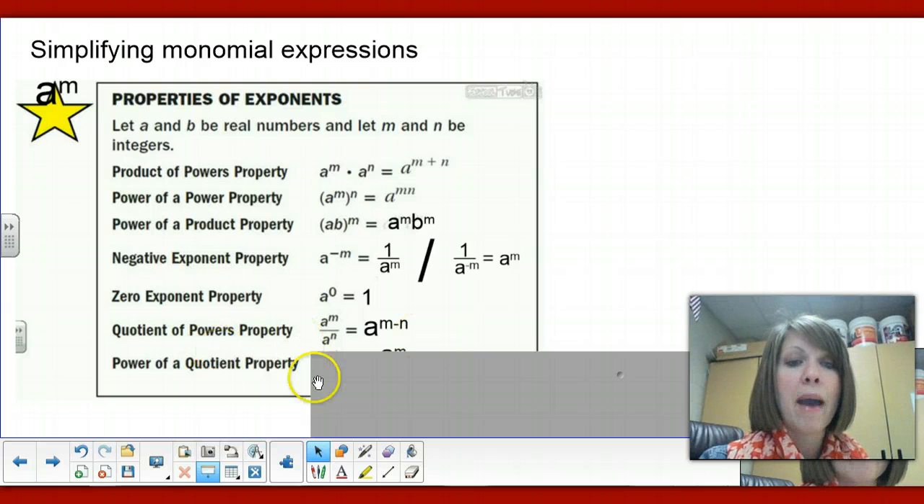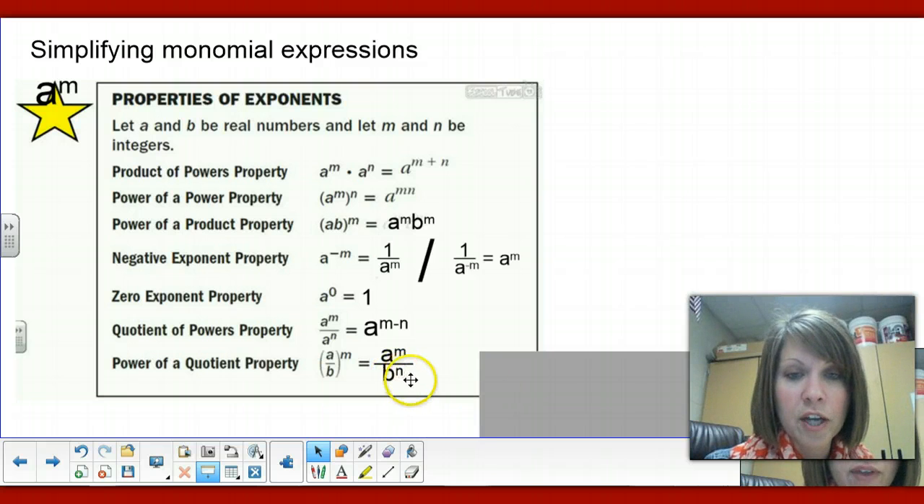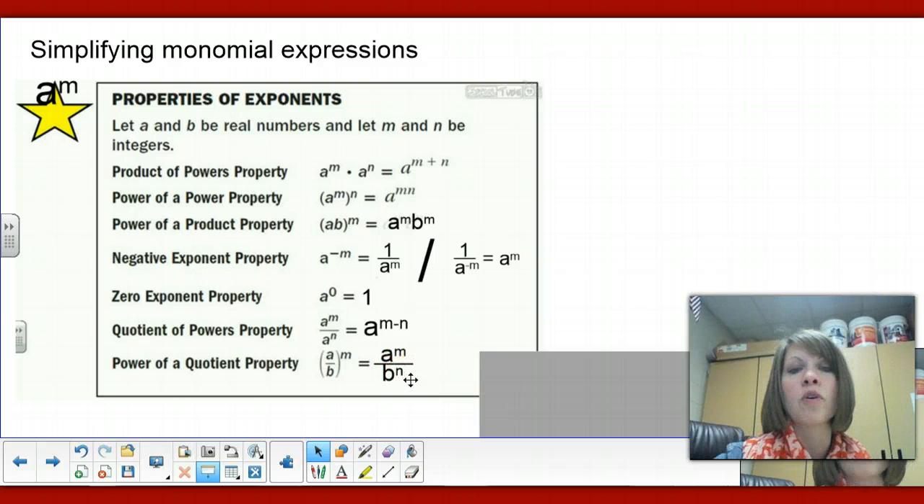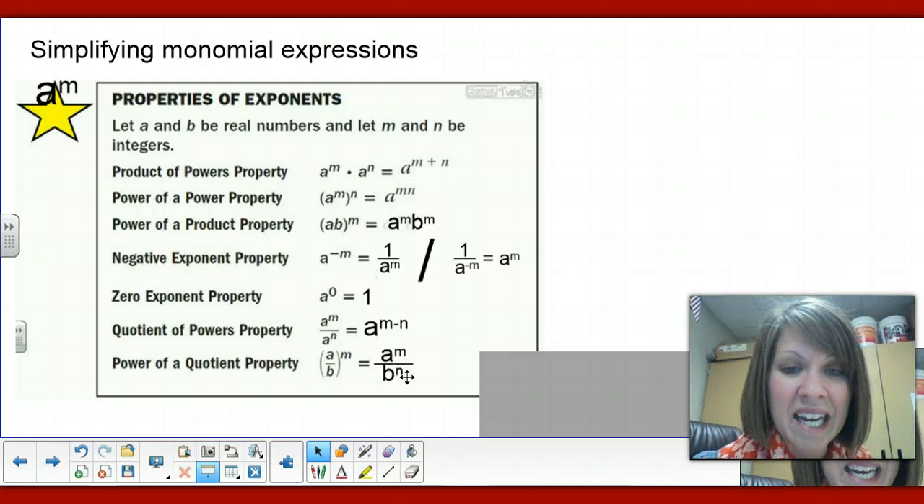Okay. Now the power of a quotient, this is when we take a fraction to a power. That's going to be the numerator to the power and the denominator to the power. I'm seeing an error in what I've written here. That should be a to the m over b to the m. There should not have been an n there.